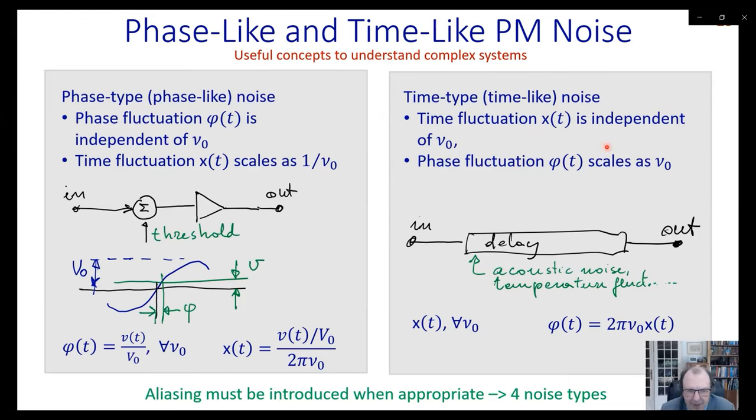The simplest example to see this phenomenon is a delay line or a long cable that is perturbed by acoustic noise, by temperature fluctuations, or by whatever else. So this is a wideband device, ideally with no dispersion, so the perturbation acts on the delay, and you have the delay fluctuating regardless of the input frequency, which is equal to the output frequency. And then the phase is equal to 2 pi nu zero times x. And again, we may introduce aliasing as appropriate.